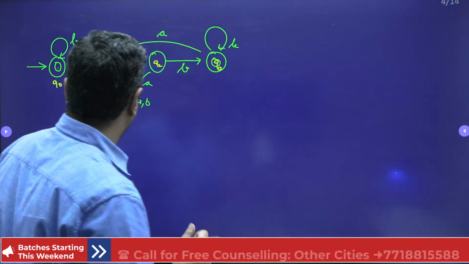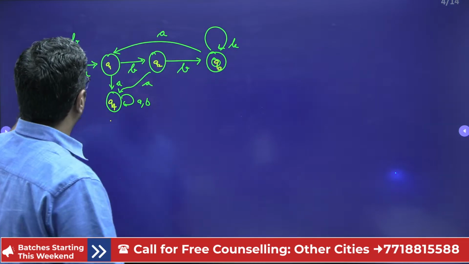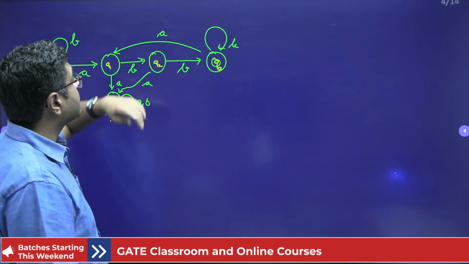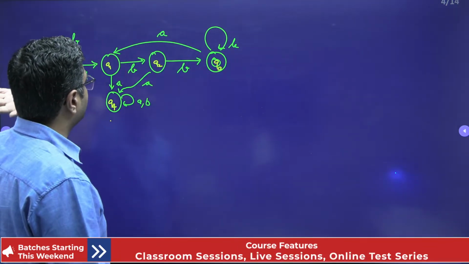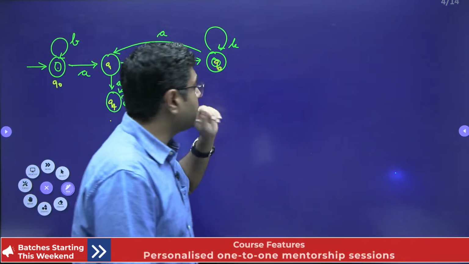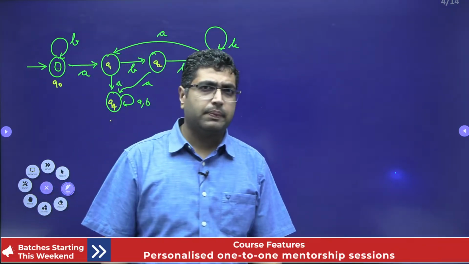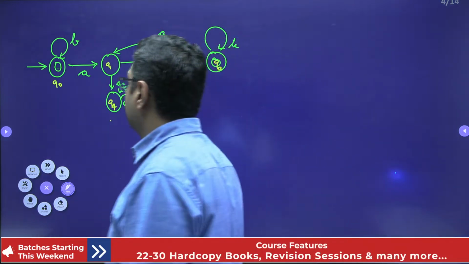Let's see. One thing which is obvious is Q0 on B is going to itself, Q3 on B is also going to itself, and both are final states. Q0 on A goes to Q1 and Q3 on A also goes to Q1. So we can merge Q0 and Q3, and Q2 on B will directly go to Q0. That will serve our purpose. Are you getting this point?